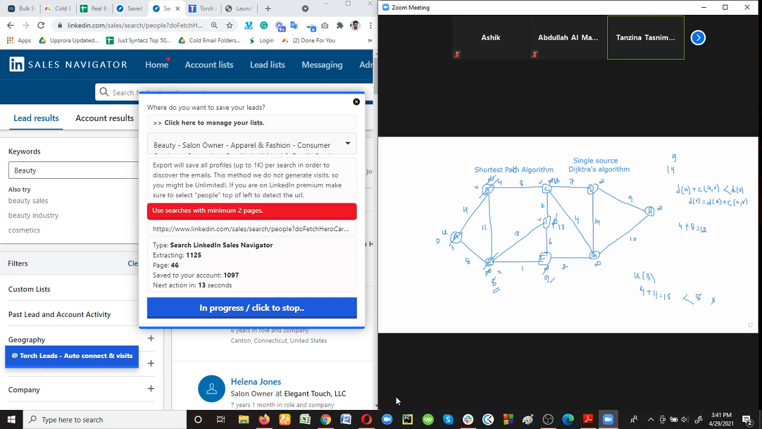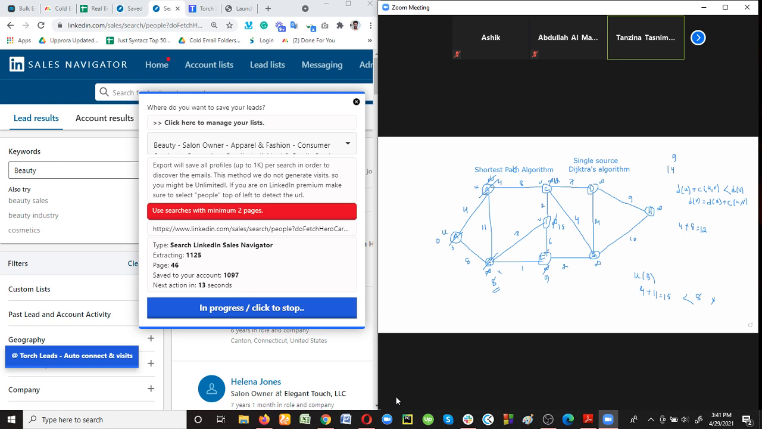So which nodes are the adjacent nodes of F? One is E and one is I and another is G. But this E is already visited, so we'll take only these two vertices, I and G. So when U equals F, this is our source node now.